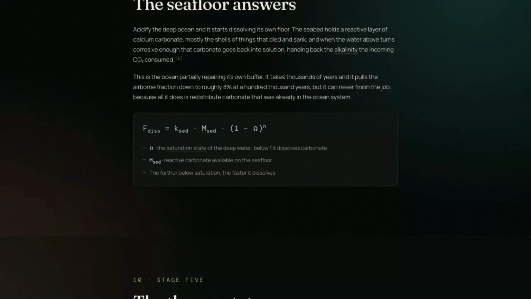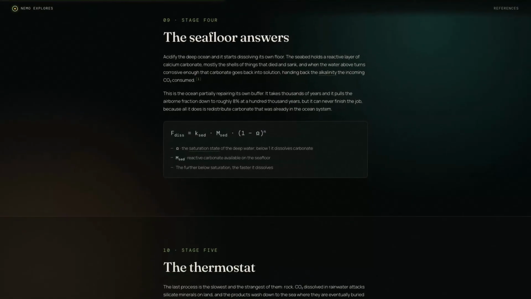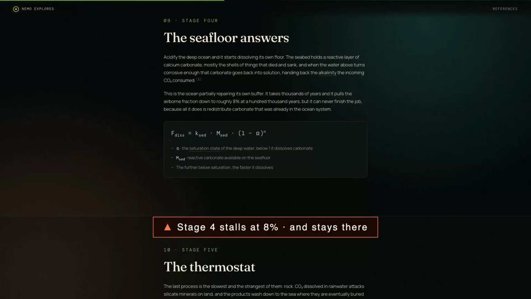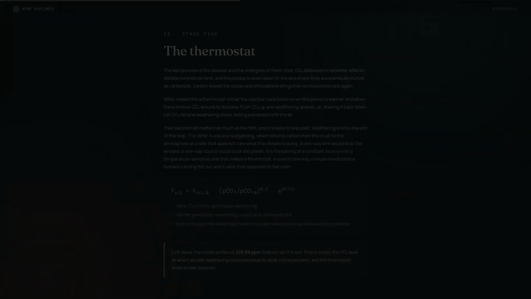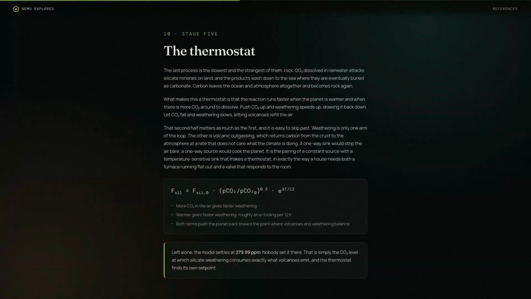It takes thousands of years, and it can never finish the job because all it does is redistribute carbonate the ocean already had. The pulse stalls at around 8%, and there it would sit forever. Which leaves the slowest process of all: rock.